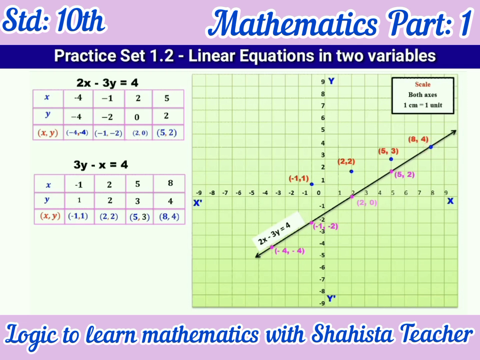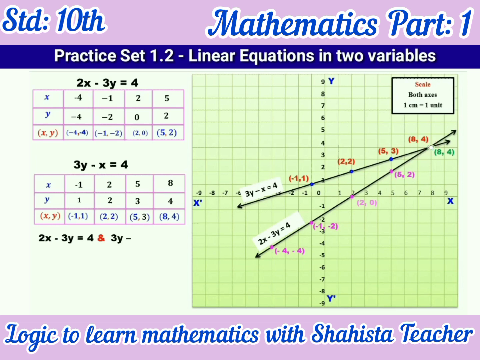So 8 comma 4. Okay, now join all these blue color dots by drawing a line. Draw the line here and see the intersection point. Give it the name 3y minus x is equal to 4. The second line represents this. Okay, so here the intersection point is this. 8 comma 4 is the intersection point for both these lines. So for both these equations the intersection point is 8 comma 4.